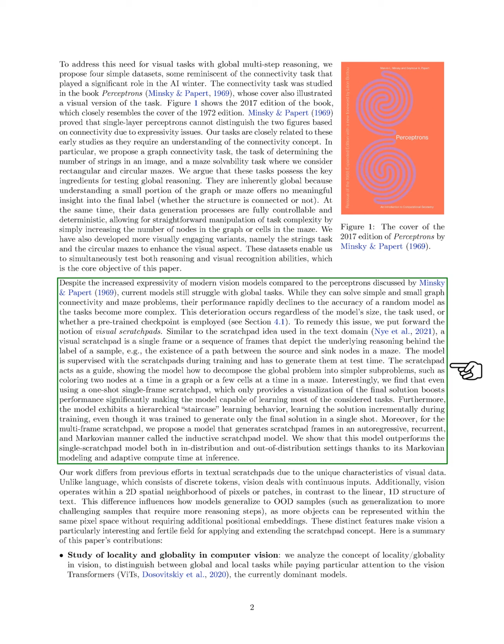Despite the advancements in modern vision models compared to earlier perceptrons, current models still struggle with global tasks. They can handle simple graph connectivity and maze problems, but their performance drops to random accuracy as tasks become more complex, regardless of model size or pre-training. To address this issue, we introduce the concept of visual scratchpads. Similar to scratchpads in text models, a visual scratchpad consists of frames that illustrate the reasoning behind a sample's label, such as showing a path in a maze. During training, the model learns with these scratchpads and must generate them during testing.